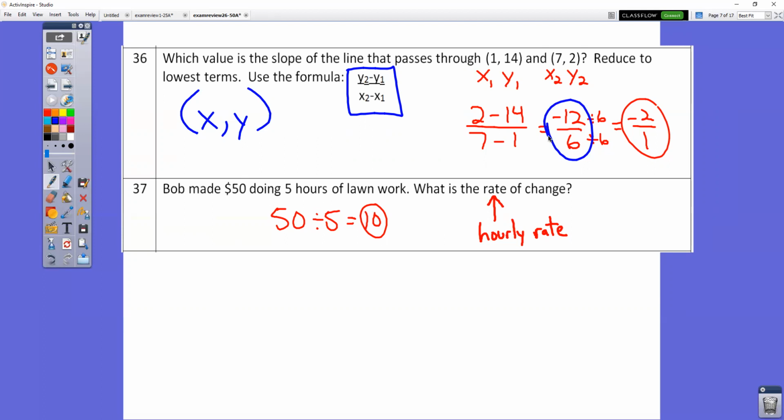What is the rate of change? Now that rate is your hourly rate. How much is he getting paid per hour?